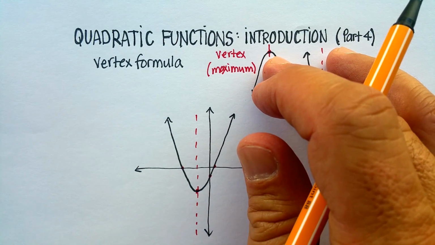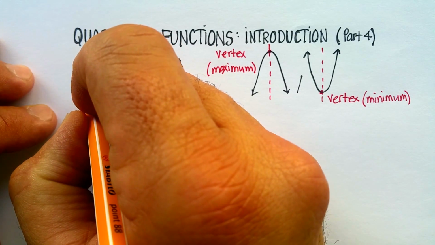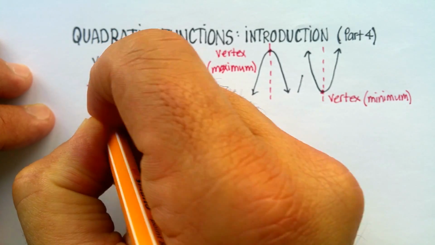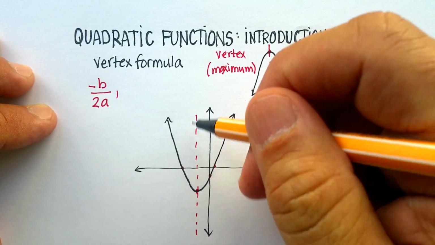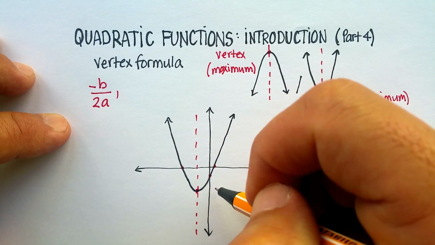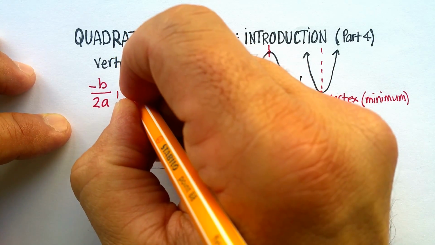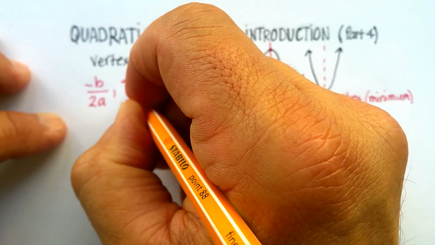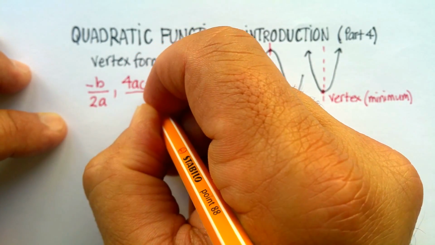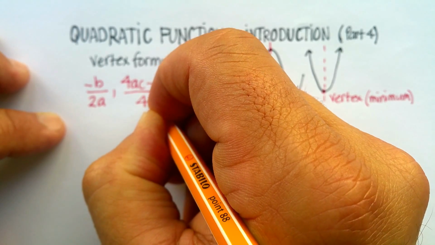Now let me just write what the vertex formula is. The x value is negative b over 2a, which you might recognize as the equation for the axis of symmetry. The y value, though, is the following: 4ac minus b squared, all over 4a.